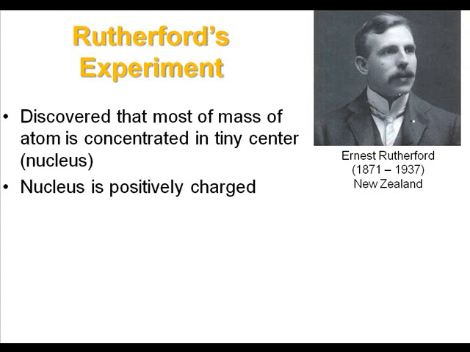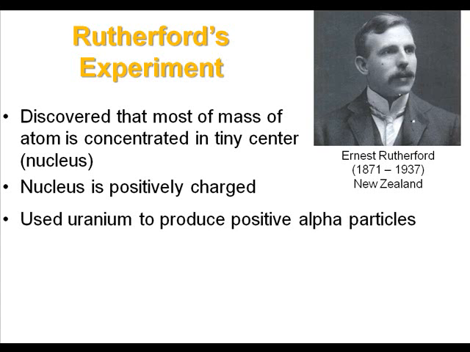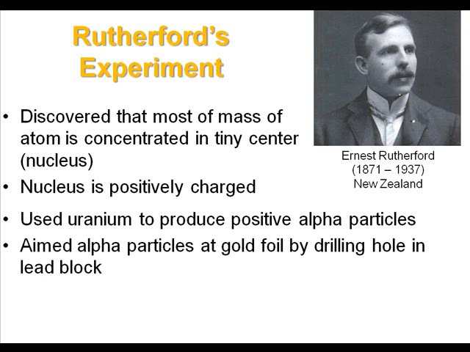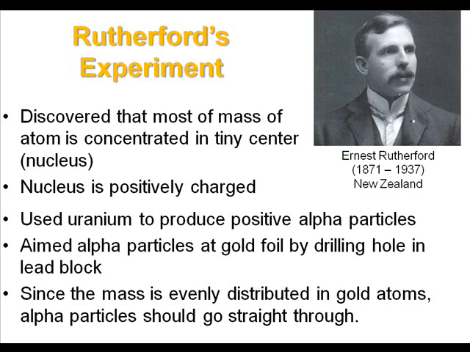And Rutherford's experiment was able to show that's not quite right, and he was able to get a more accurate description. And what he did was he used uranium, which is very radioactive, to produce positive alpha particles. And he aimed these alpha particles at gold foil. And he did so by drilling a hole in a lead block through which the particles can go through.